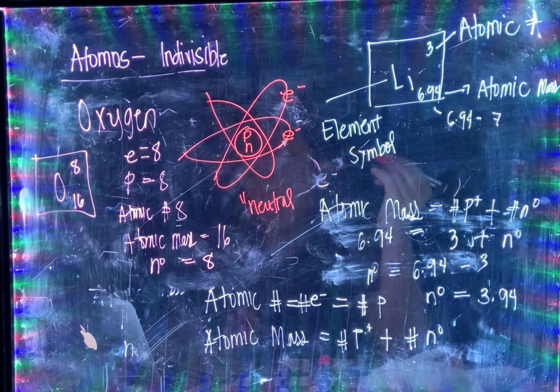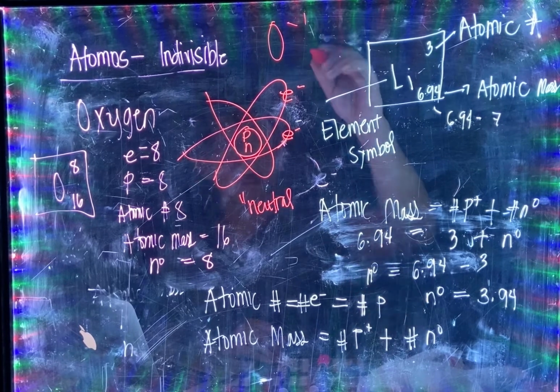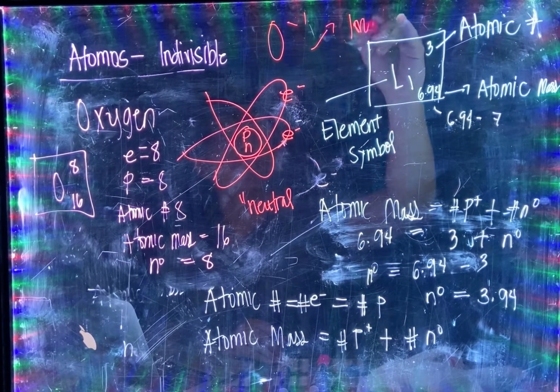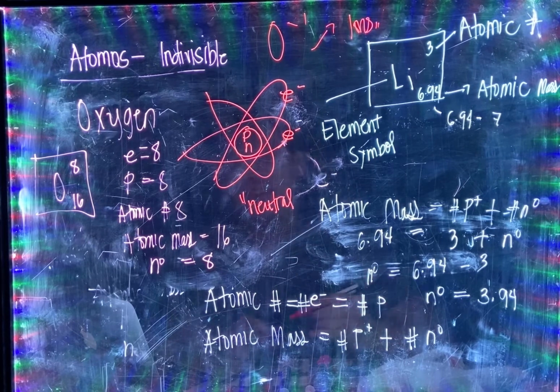Because there are times that we can say that oxygen, -1, they become ions. Because they have charges. Meaning to say, when they have charges, either they share an electron or they transfer an electron.